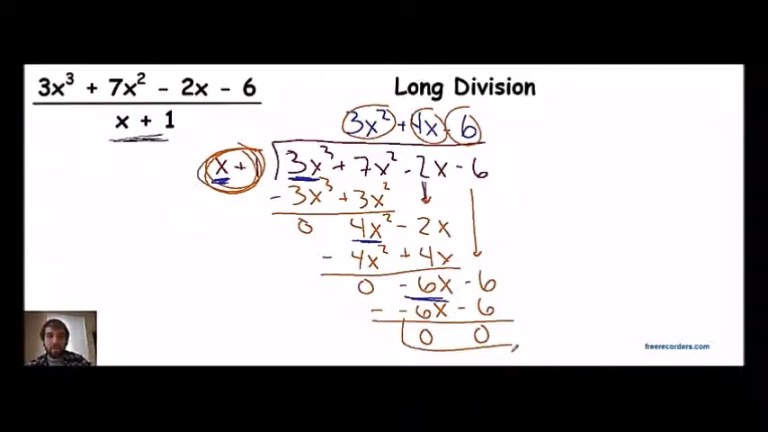So if I were to rewrite that function now, we can actually see that we can write this function as x plus 1 times 3x squared plus 4x minus 6 with no remainder.